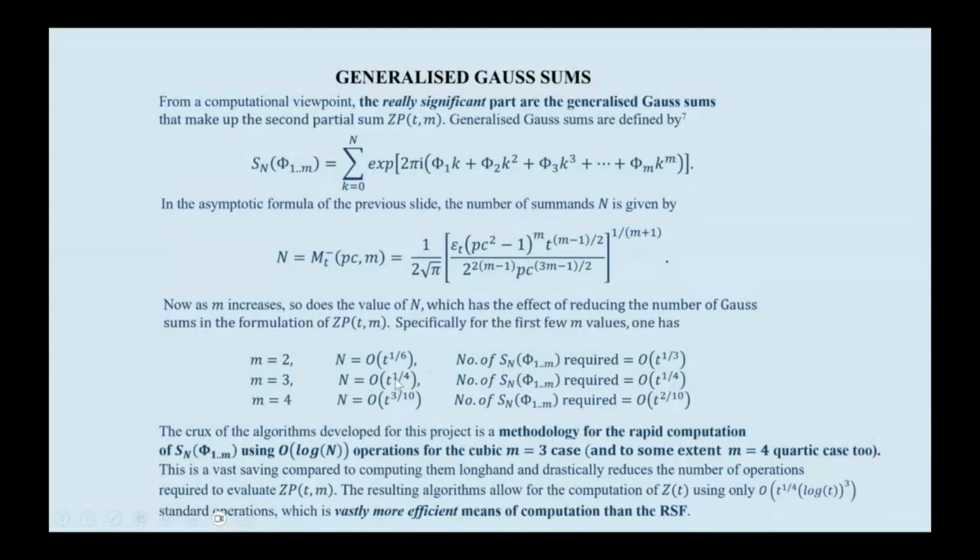So if you're doing m equals 3, rather than doing t to the quarter operations, you're doing log t to the quarter, or 1/4 log t operations, a vast reduction compared with computing this longhand. And that results in an overall computation for Z of t of only about t to the 1/4, because if these are basically log t, then you only need to work out t to the 1/4 of them. So you get essentially an operational count of t to the 1/4. Remember, the Riemann-Siegel formula was t to the half, so this is a drastically more efficient way of doing things than using the Riemann-Siegel formula.